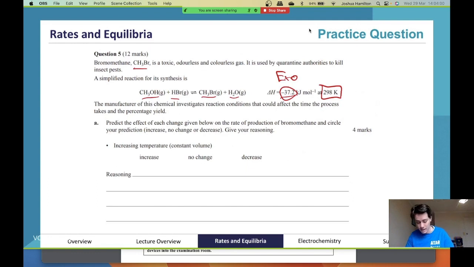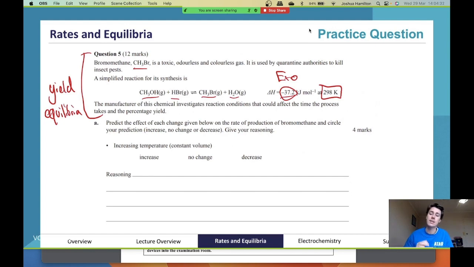So this is actually what we're doing here, is leading us into our next topic. This is sort of a little bit of a preface as to what we're about to go into. Predict the effect of the change given below on the rate of production of bromomethane and circle your prediction. So if we increase the temperature. This sort of question is very much what we would talk about with yield, and it's really going to talk about equilibria.